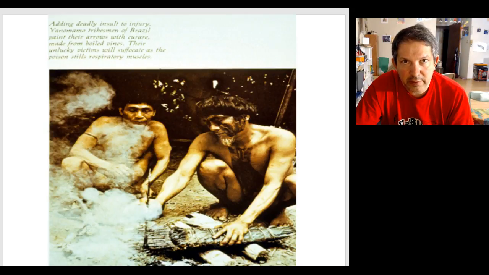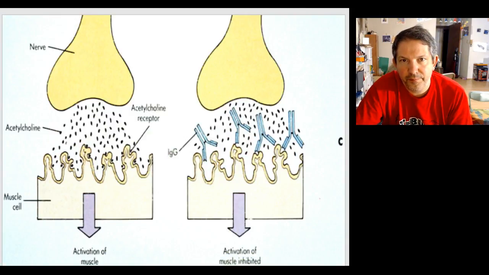There are toxins that affect muscles, causing different types of paralysis. So curare, they boil these vines, and anyway, your respiratory muscles will stop working and you will suffocate. I don't think this is curare, but there are different ways. Basically, here's the acetylcholine that gets released. What if you cover up the receptor? Well, then the muscle won't contract.